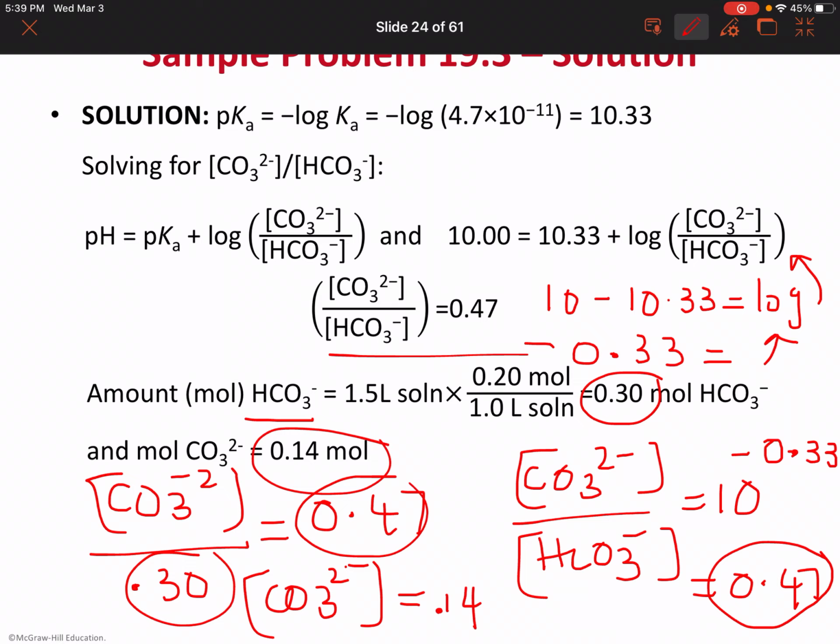Okay, I hope you understood what we did. We got the ratio of carbonate to hydrogen carbonate, and from the given information in our question, the molarity and the volume, we found the number of moles of hydrogen carbonate. We plug that in here, and then we calculate the number of moles of carbonate.